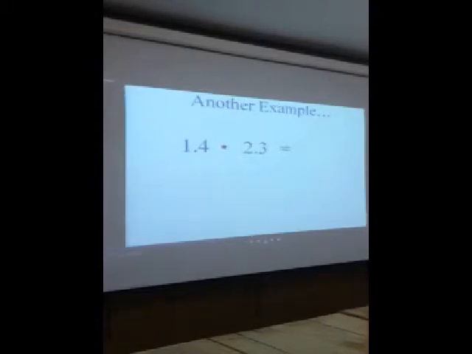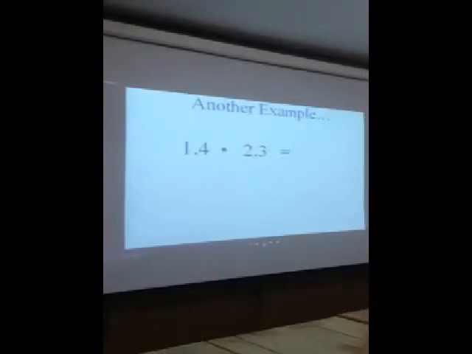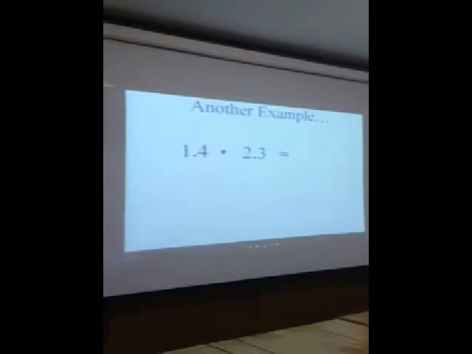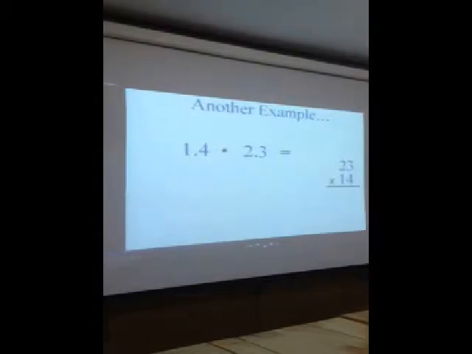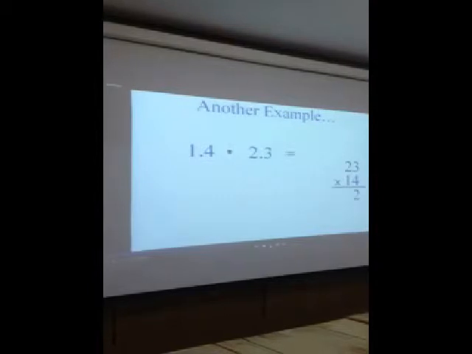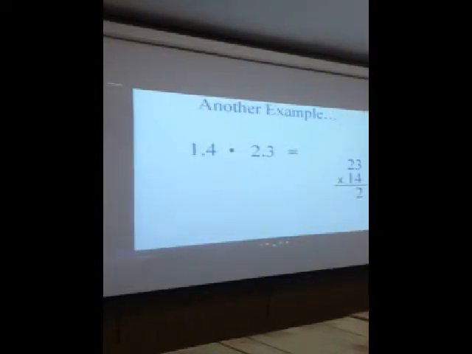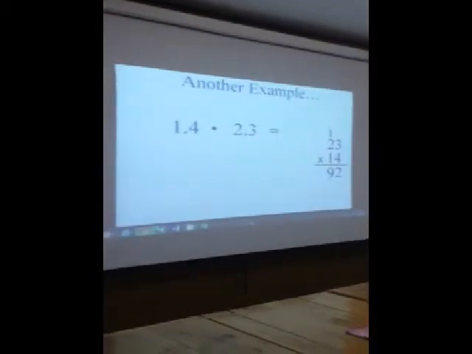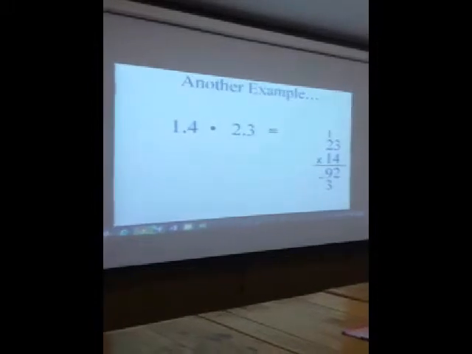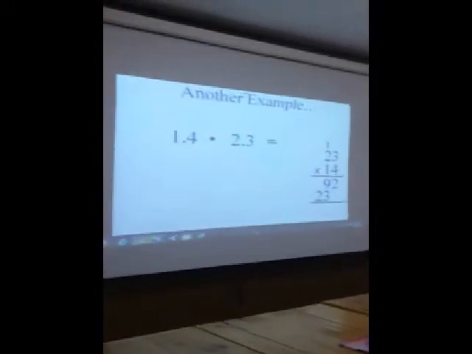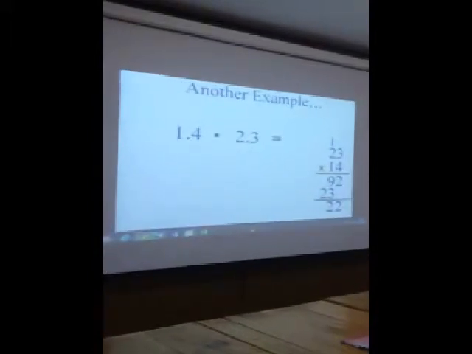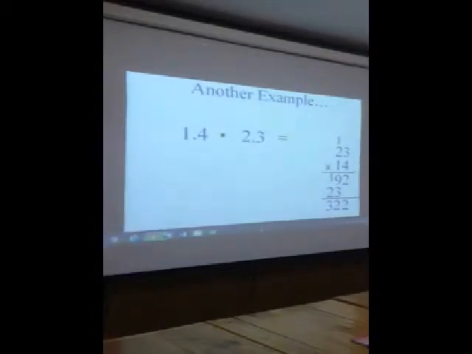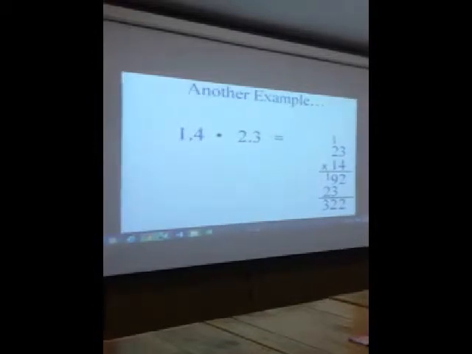Okay, once again, we're going to multiply the numbers as if there were no decimal places. Let's erase them. Multiply normally. Oh, remember how to do that? Let's see. 4 times 3 is 12, write 2, carry the 1. 4 times 2 is 8, plus the 1 is going to be 9. Now, 1 times 3, put it in the 10s spot, of course, and 1 times 2 is 2. Add up your partial products, carry the 1, and my result, without considering the decimal point, is 322.